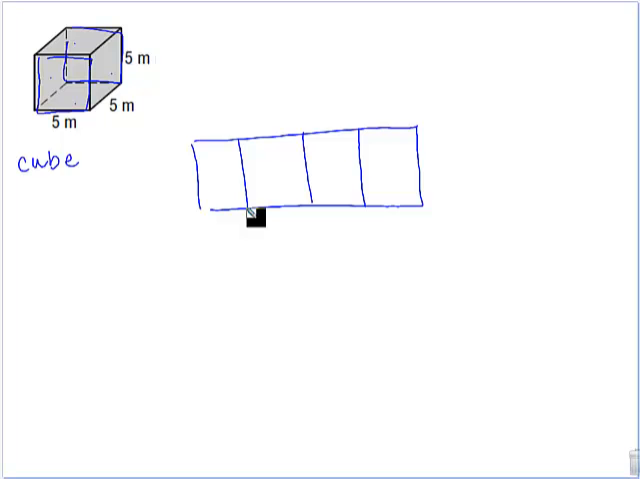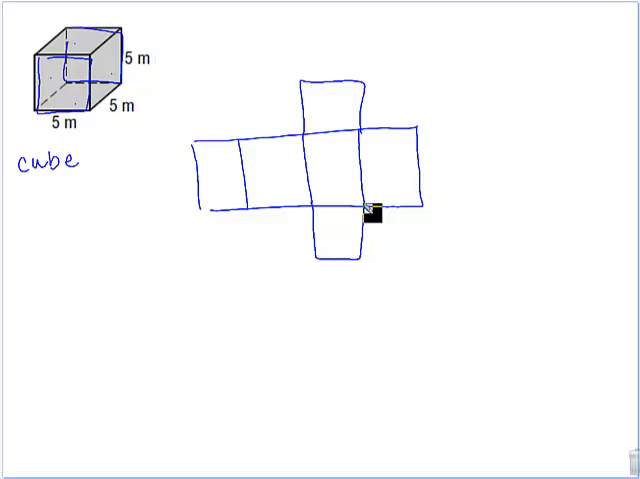Now, where would the bases go? One top, one bottom. Doesn't matter which square you decide to put them on? Nope, just put them on the same one. So I'll pick this one. I'll draw a square and draw a square. So now that would fold up to be our cube.